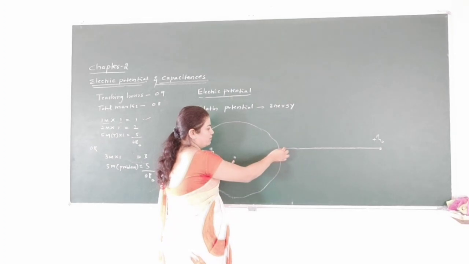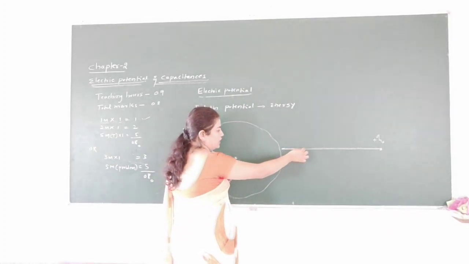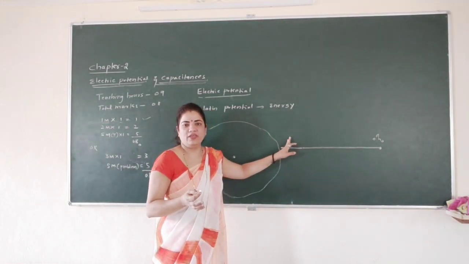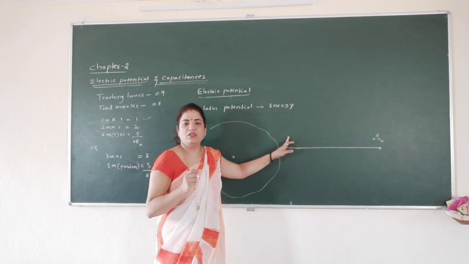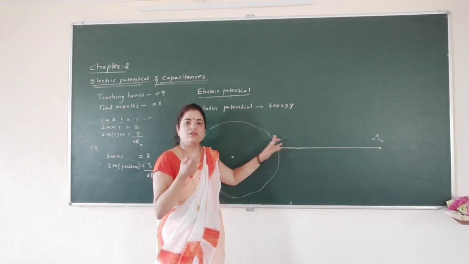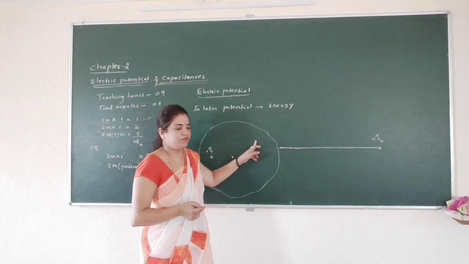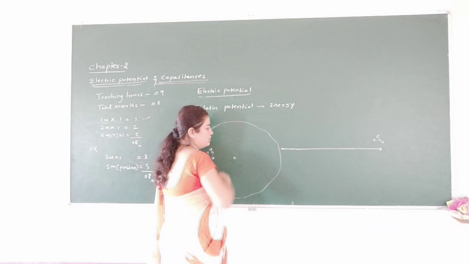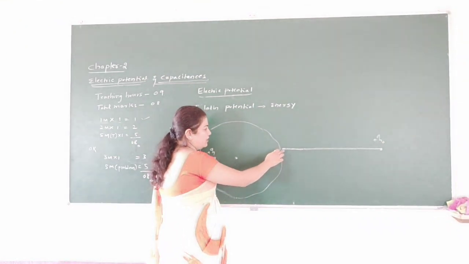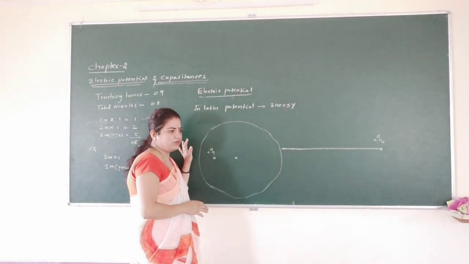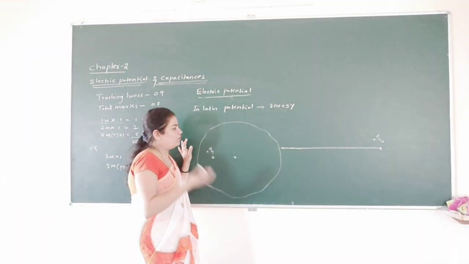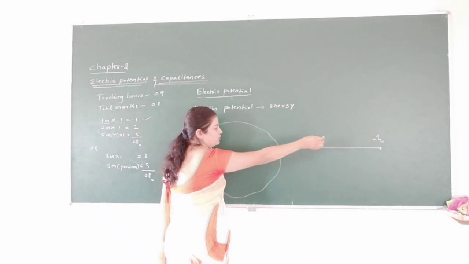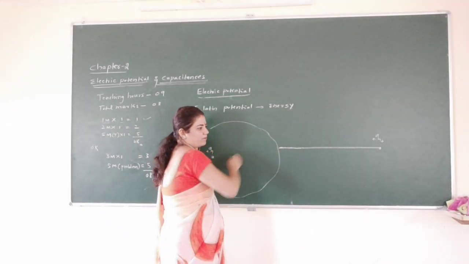So there is no opposition, because that test charge does not experience any electric force. What is electric force? The force experienced by an electric charge in an electric field is called electric force. So when that test charge is out of this electric field, it does not experience any electric force. If no force, no work done. So we can bring that test charge from infinity up to here.